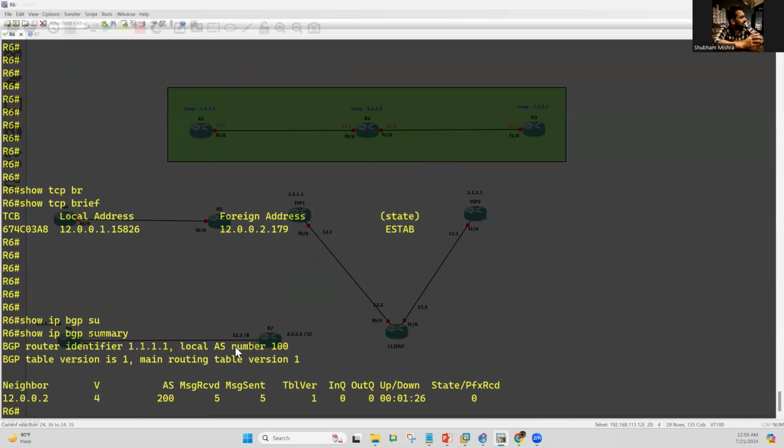Yes or no? And this is the local AS number. It means this is the AS number of router number 6. So on router number 6, we configured AS number 100. Are you getting my point, everyone?